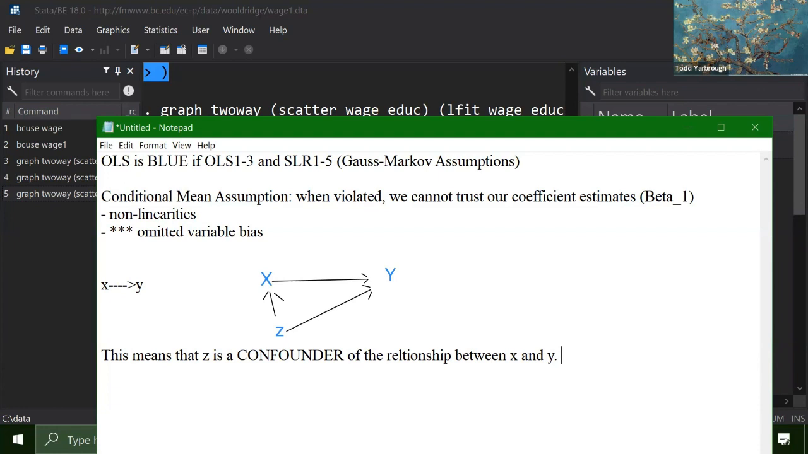Because if you have something like Z that influences X and Z also influences Y, you can't trust a simple linear regression, a univariate linear regression of Y on X. You would have omitted variable bias in that particular case.